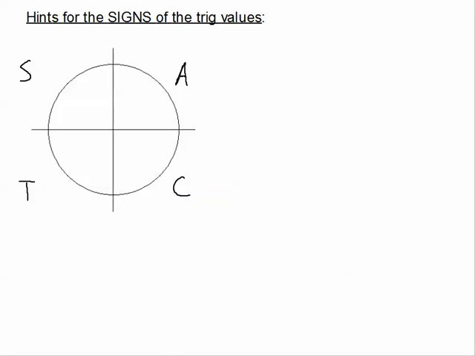What this represents is all of them are going to be positive in the first quadrant. The sine is going to be positive in the second quadrant. The tangent is going to be positive in the third quadrant, and the cosine is going to be positive in the fourth quadrant. So we're talking about the sine, cosine, and tangent. All 3 of them are positive in the first quadrant. Heck, everything is positive in the first quadrant. The only one that's positive in the second quadrant, though, is sine.